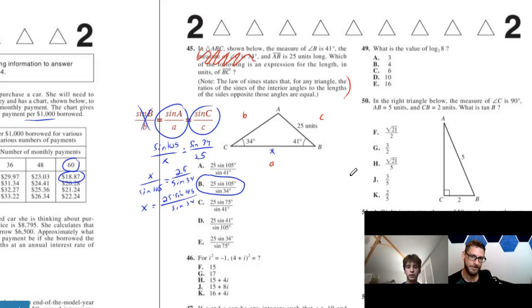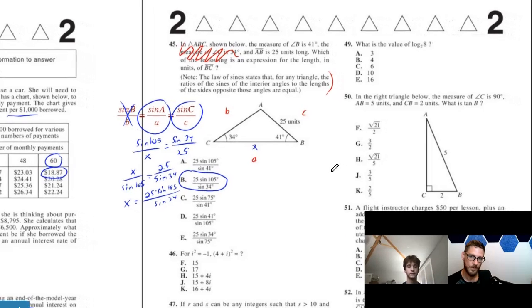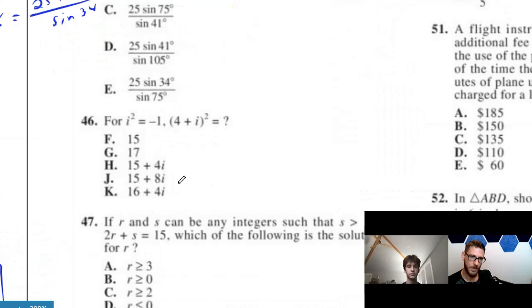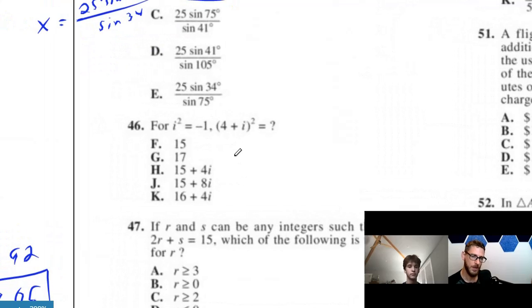My next one was 46. For i squared equals -1, (4 plus i) quantity squared is what? All right, so the first part here, i squared is -1. That's just sort of the definition of i, right? Yeah. And what are your thoughts? Where should we go with this to start?